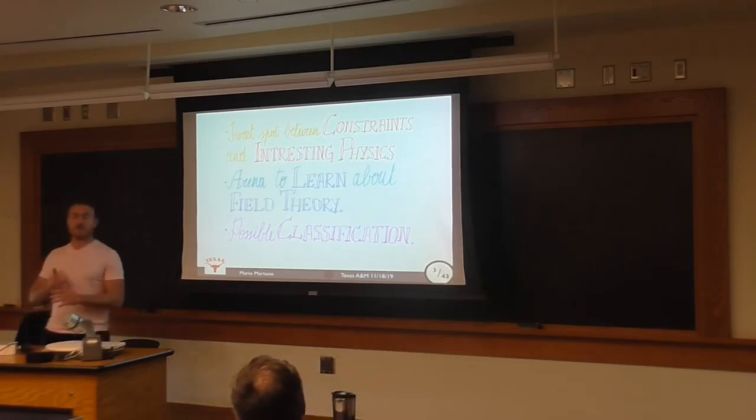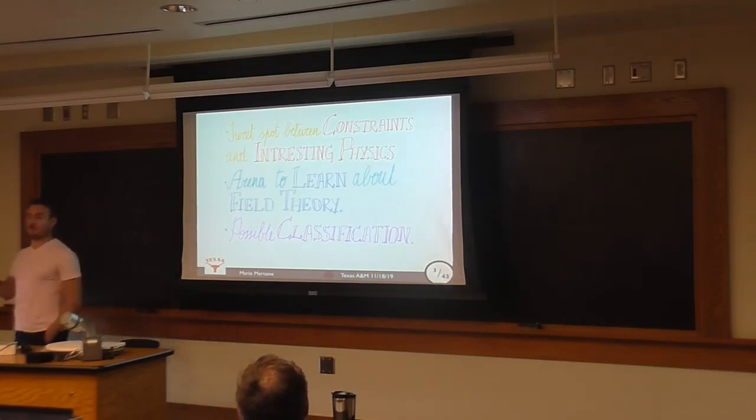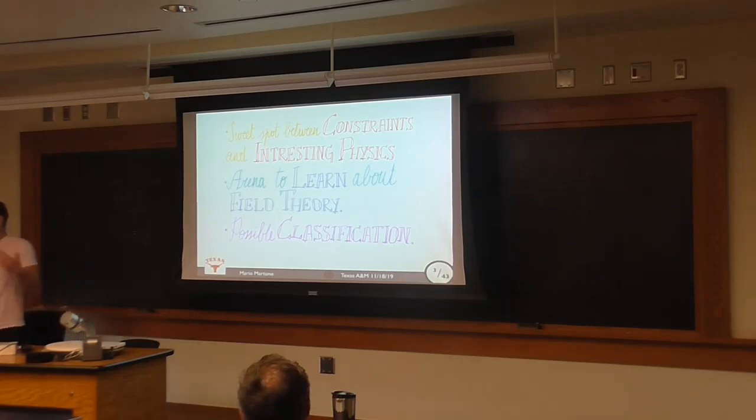Unfortunately, I don't have the time to discuss how the classification is going for higher supersymmetry in four dimensions. But for instance, if you go to N=4, of course you get more constraints, but the more constraints you get, the fewer interesting possibilities you obtain. So it gets a little boring.